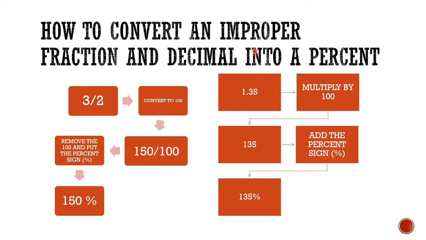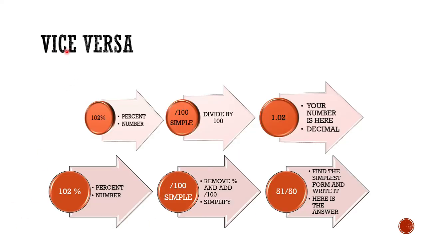Now I have an improper decimal, 1.35. How can I convert it into a percentage? First, multiply by 100. So move the decimal point 2 times. It will be 135. Add the percentage sign beside this number. It will make 135%. That's it.